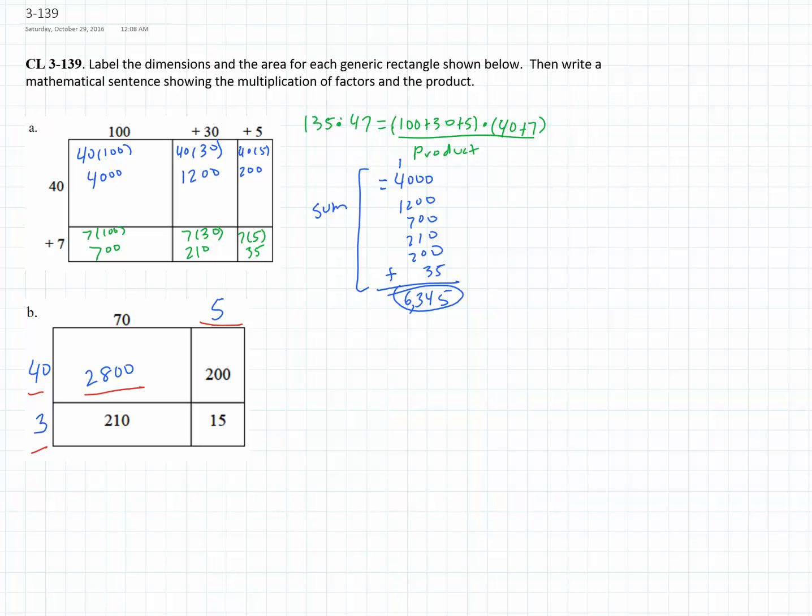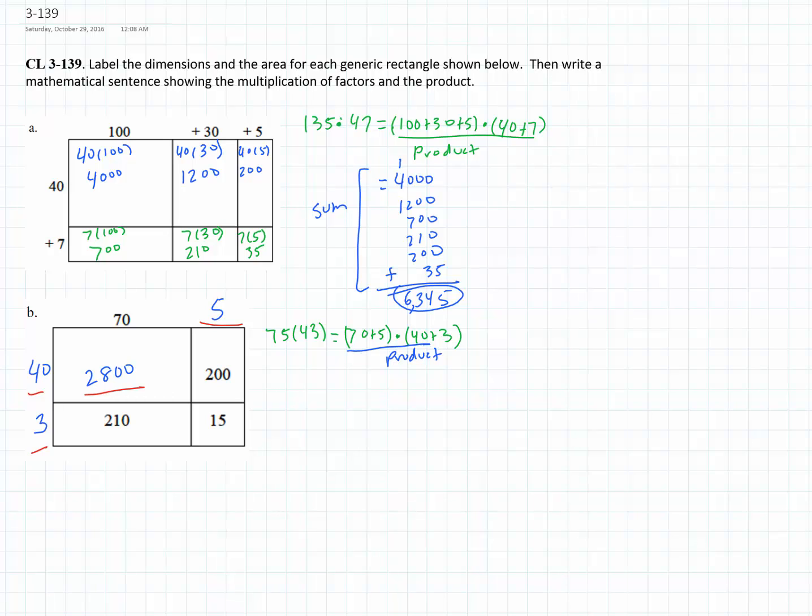Okay, so let's go ahead and write the product. So we're going to have 75 times 43, and we broke it down as 70 plus 5 times 40 plus 3. Okay, and that's again the product.